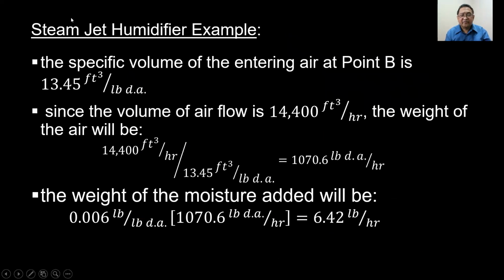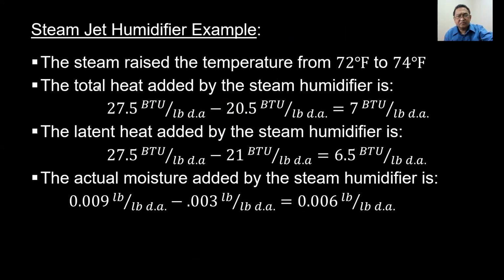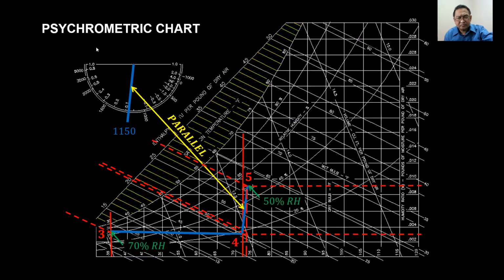And the specific volume of the entering air at point B is 13.45 cubic feet per pound of dry air. Let's see here, 13.45, the specific volume of the entering air.